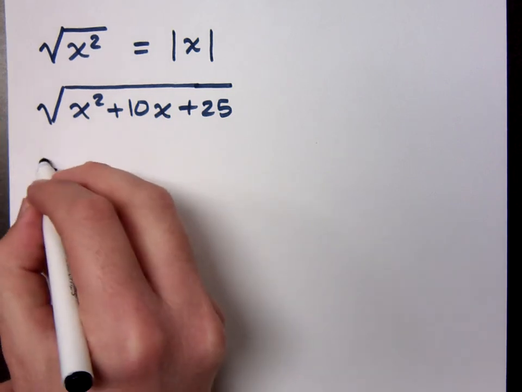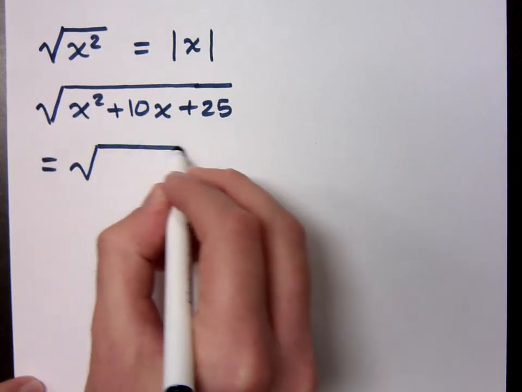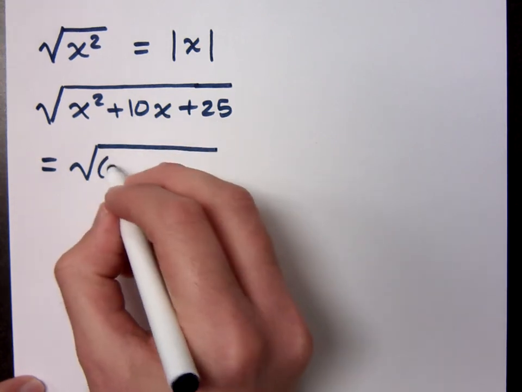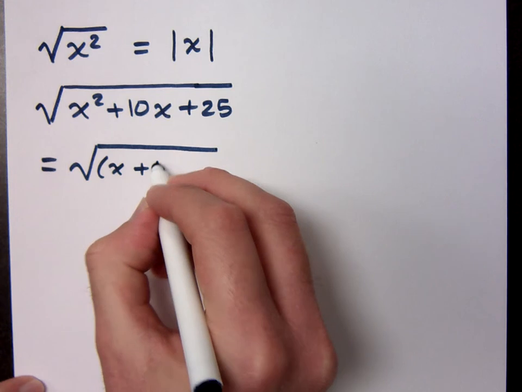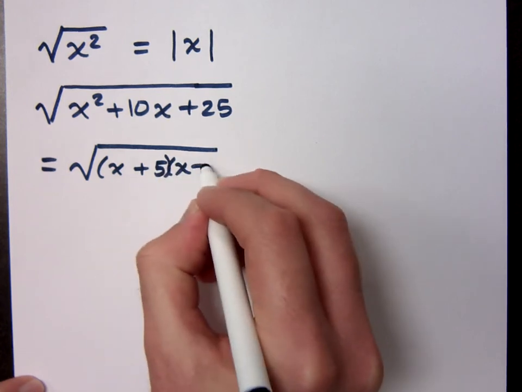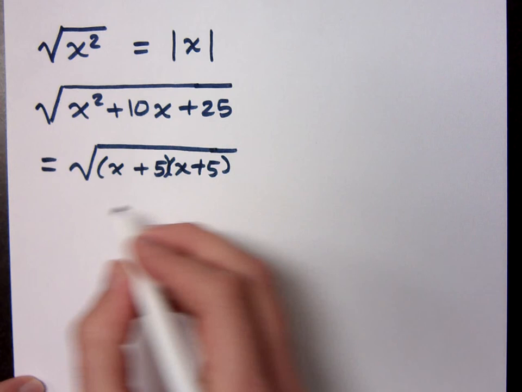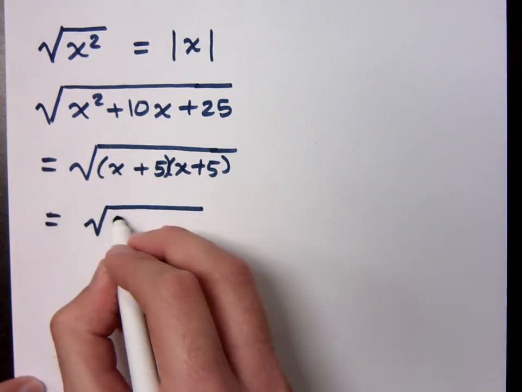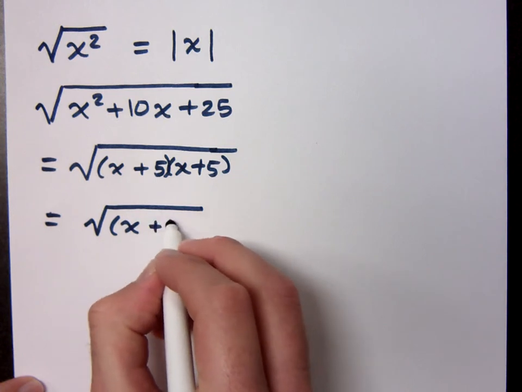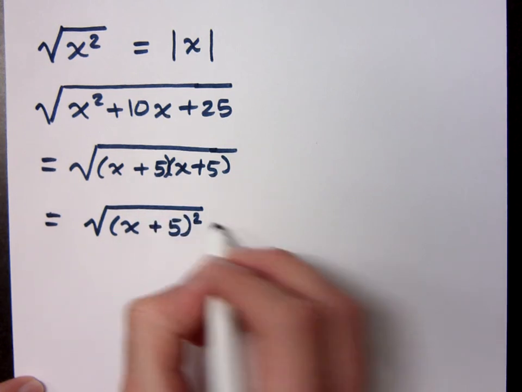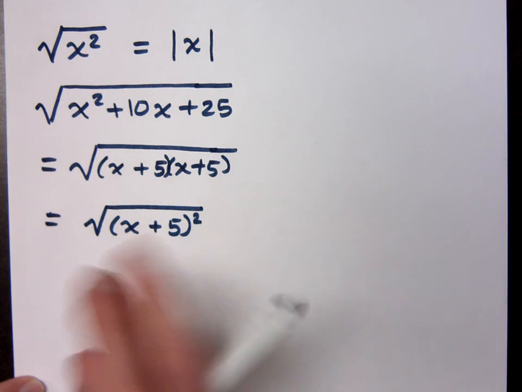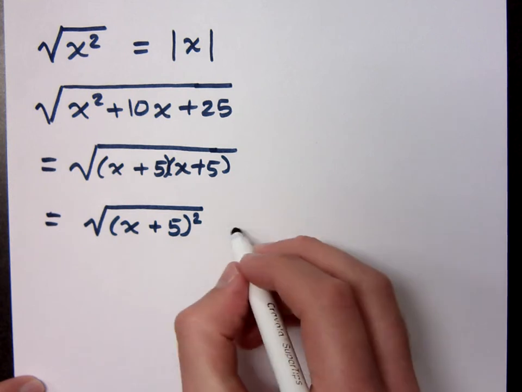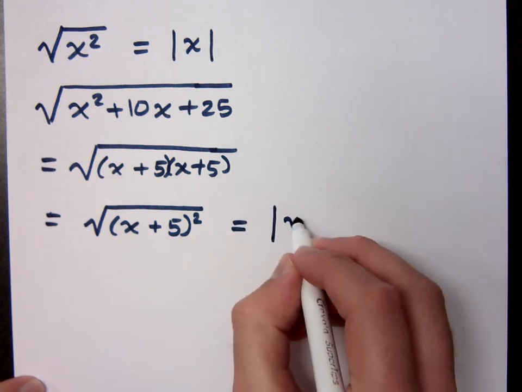What do I do? Factor it. You've got to factor this guy. How does this factor? It's x plus 5, x plus 5. So x plus 5 and x plus 5, do y'all agree? Well, isn't that the same as saying the sum of squares? That's x plus 5 squared, right? Wait a minute, I've got the square root of a square. What does that equal? The absolute value of x plus 5.